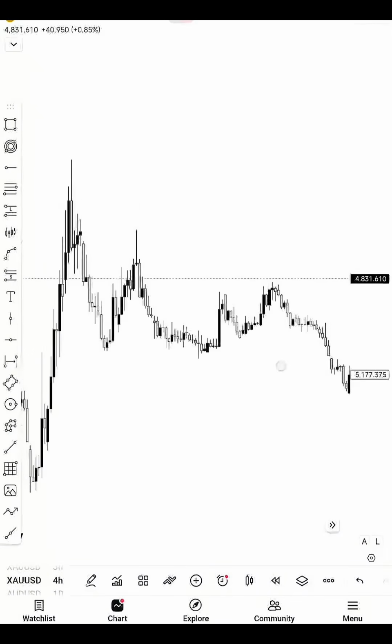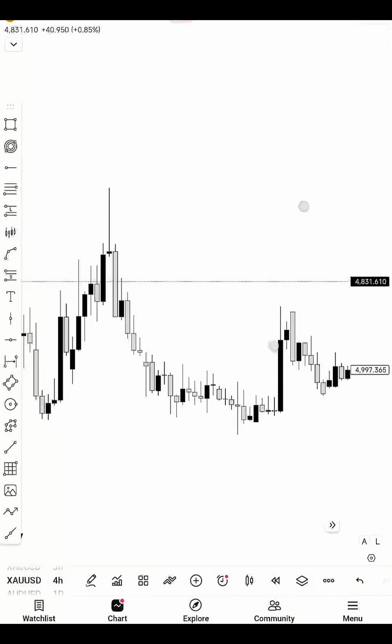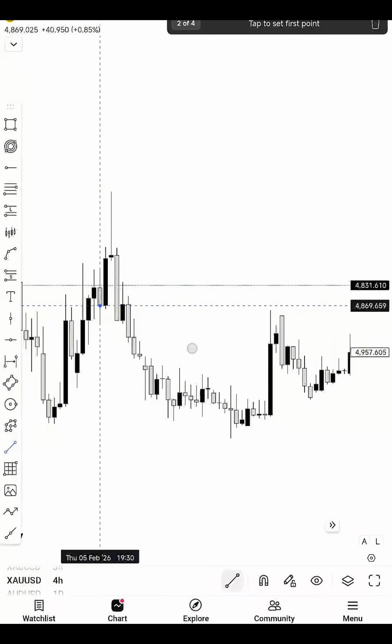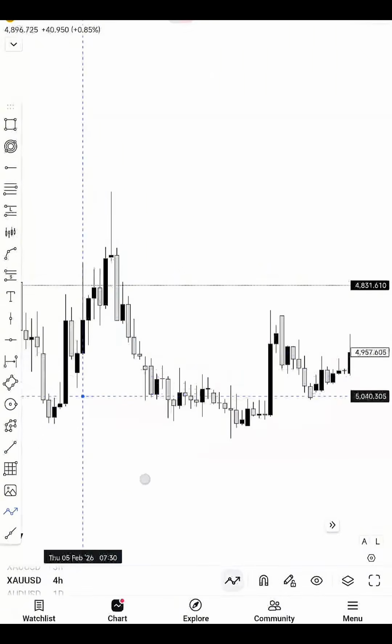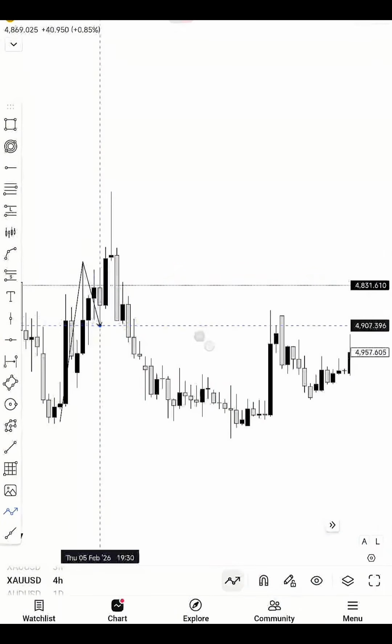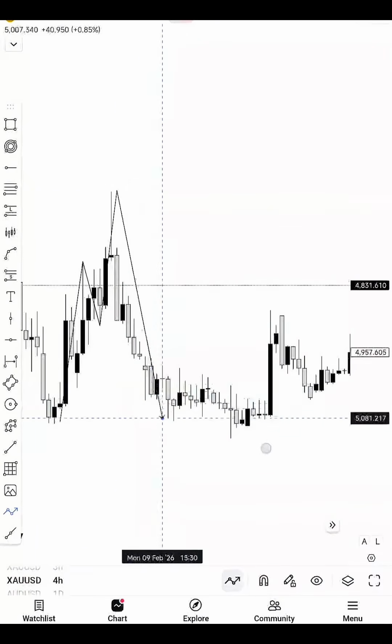We have this 4H, right? First of all, you can see this one. Wait, let me show you properly. See, market started buy, then dipped a bit, then again buy. Then market broke the structure here.